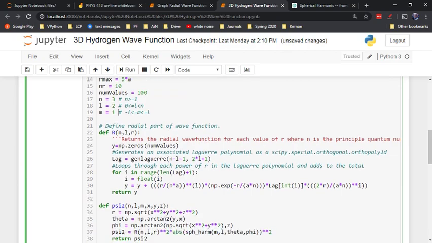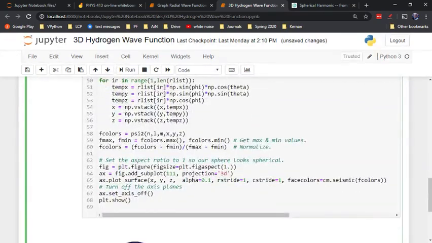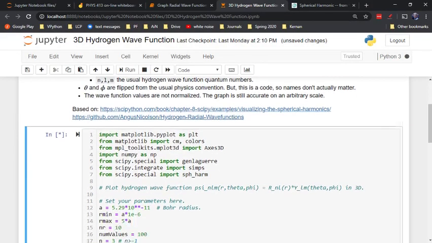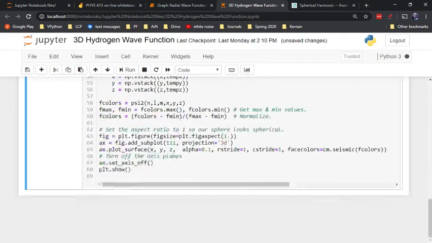So let's see what happens with this. I'm going to click, I learned recently you can click run over here and make sure you are running the cell that you want.